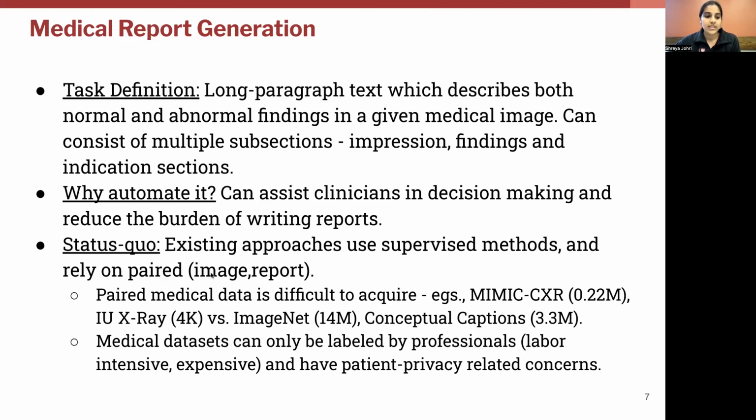So currently, the models that exist before this paper were using supervised approaches. So basically, they were relying on paired image and text reports. So for the same image, you have a corresponding report. And there are a few problems with this approach.